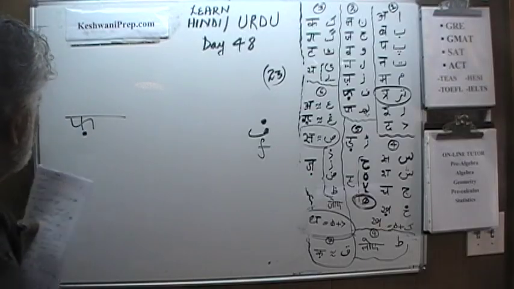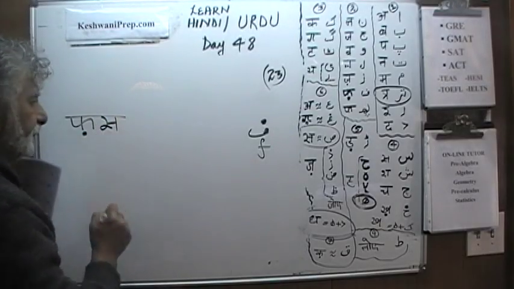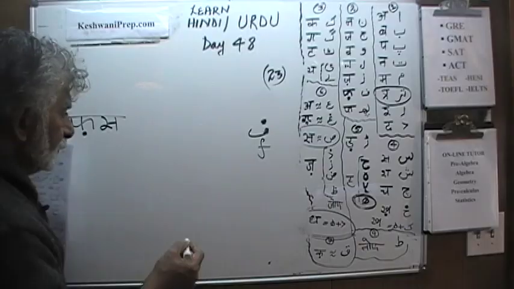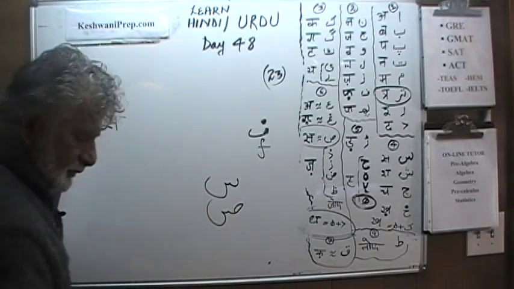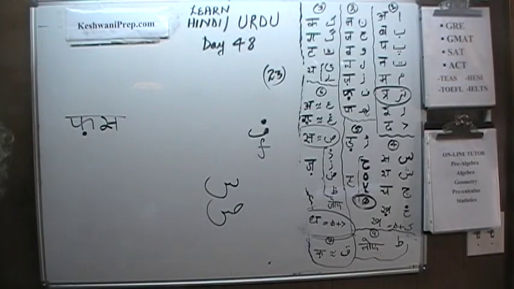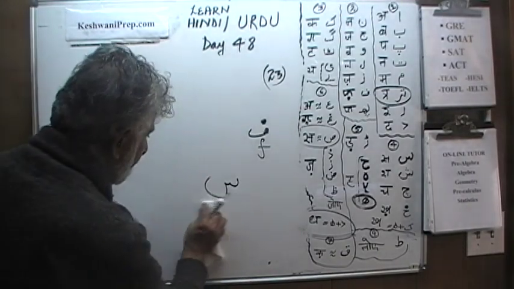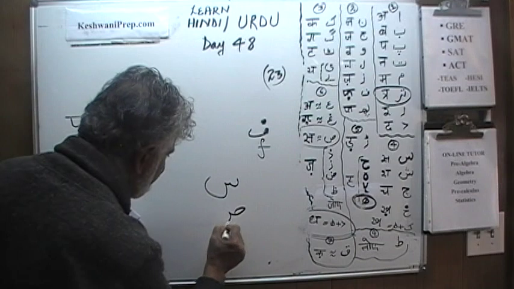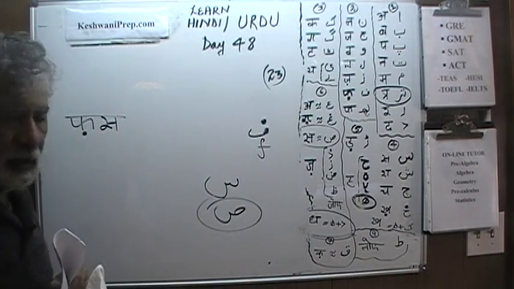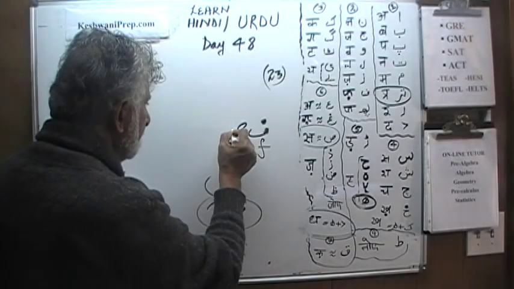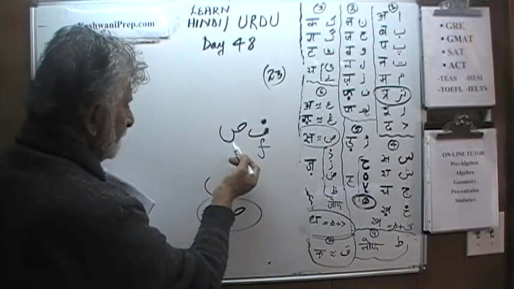Then we have a sa. As you know, in Urdu we have two sas. We have a seen and we have a swat. Swat doesn't have two loops, it just goes like this. This is what we need right now. The correct spelling of the word calls for swat. Fa, sa, la.